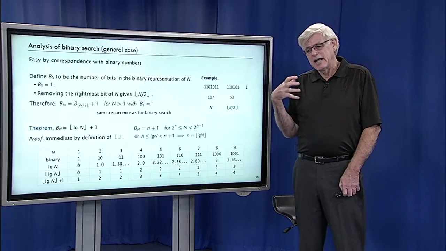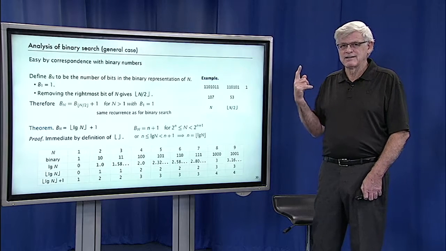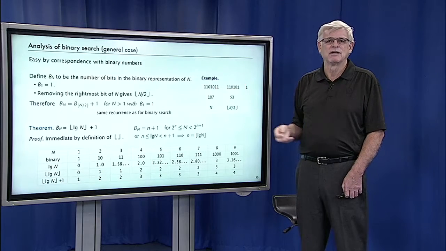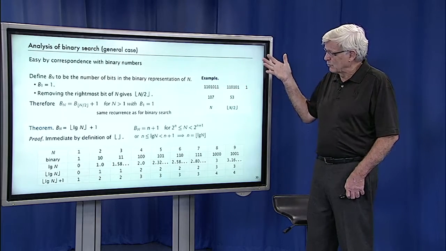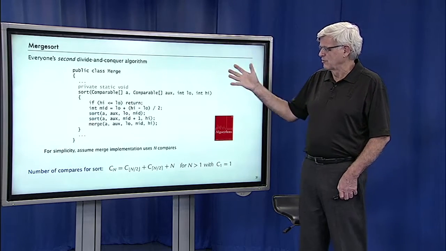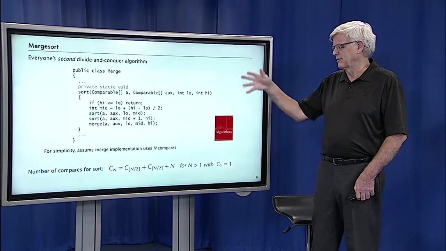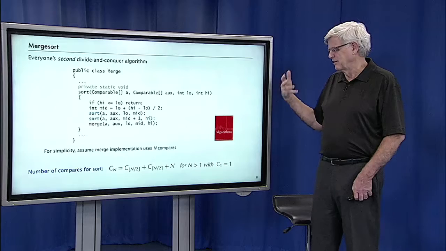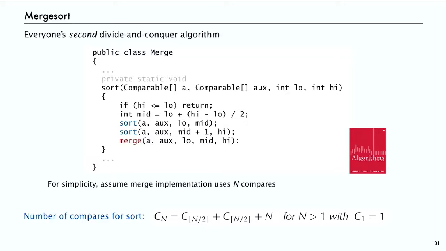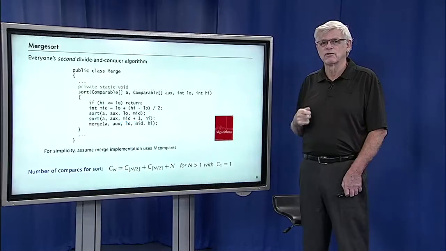So we had an algorithm, binary search, and we had an idea, the number of bits in the binary representation of the numbers, and these two are matched up through the recurrence. And that's a warm-up, because now we're going to do the same thing for merge sort. So merge sort, everybody learns, and I talked about it in the earlier lecture. Divide the array into two halves, sort the two halves, and then merge to put them back together. For simplicity, we'll assume that the merge implementation always uses n compares, and then if you do that, you get this recurrence for the number of compares for the sort.